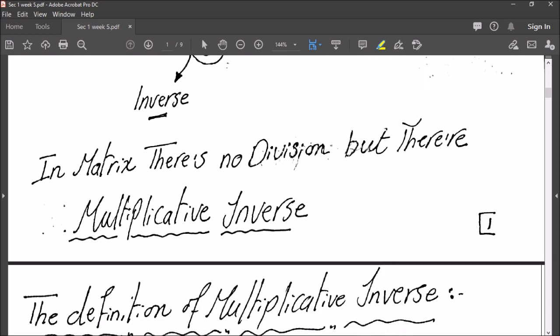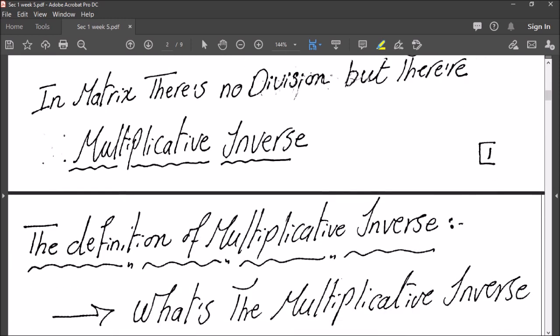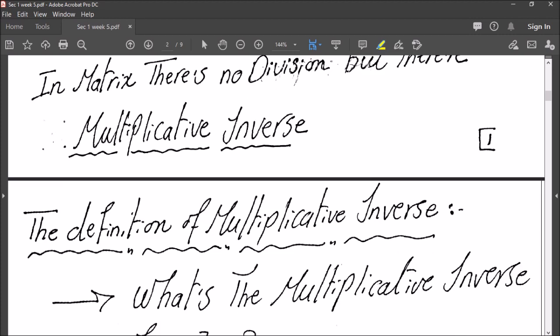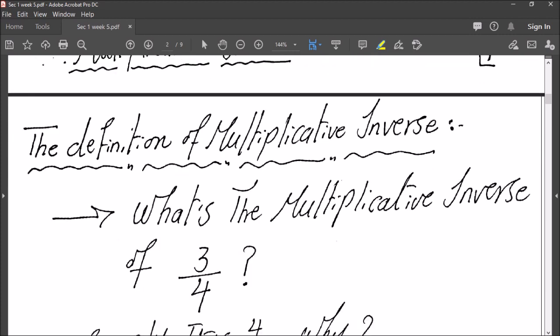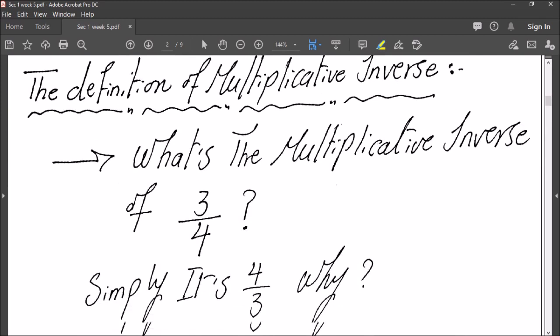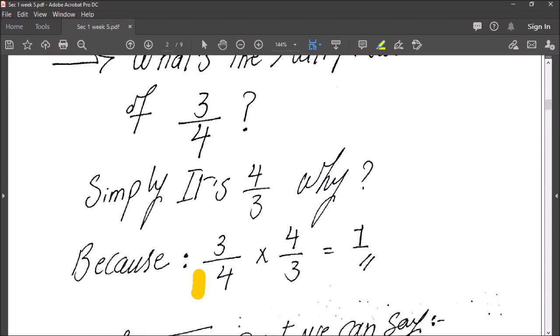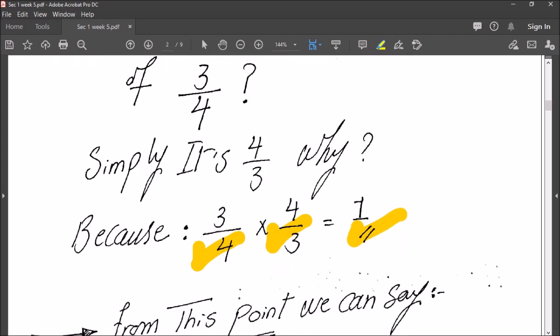Okay, the definition of a multiplicative inverse. What's the multiplicative inverse of 3 over 4? Simply, it's 4 over 3. Why? Because 3 over 4 multiplied by 4 over 3, the result will be equal to 1. So the definition of multiplicative inverse is two numbers multiplied by each other, the result will be 1.